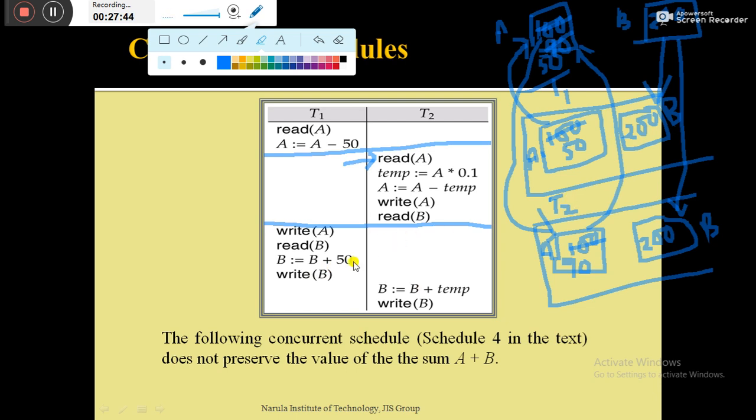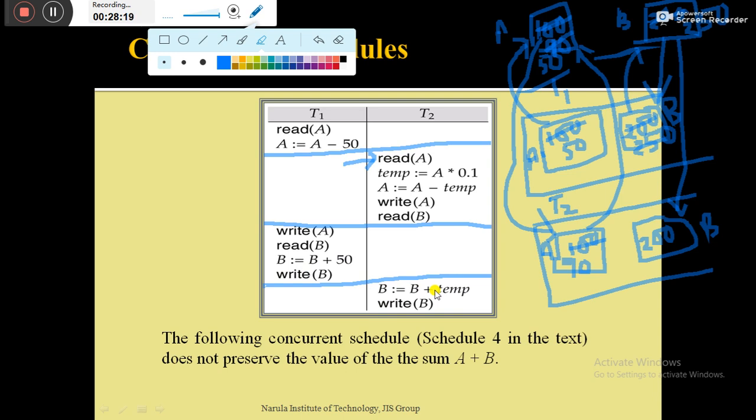Then B is updated, B equal to B plus 50. So it becomes 250. Then write B. So it becomes 250. I'm writing over here. So value of B is updated with 250. Now the time slot is over. CPU releases T1, CPU goes back to T2.